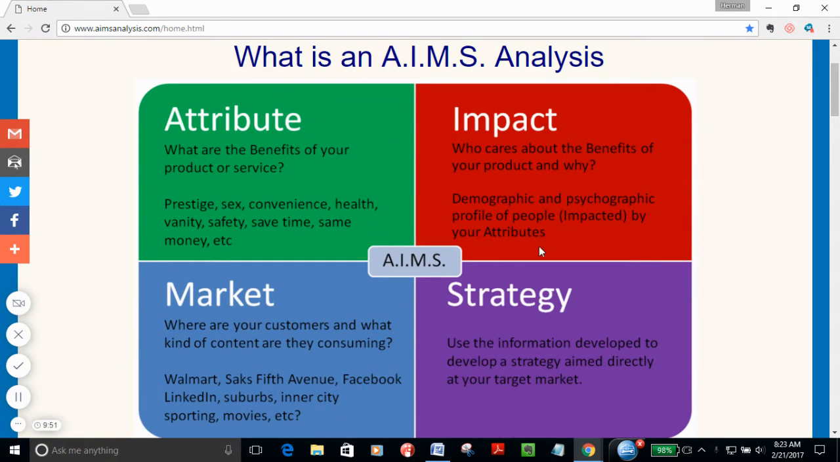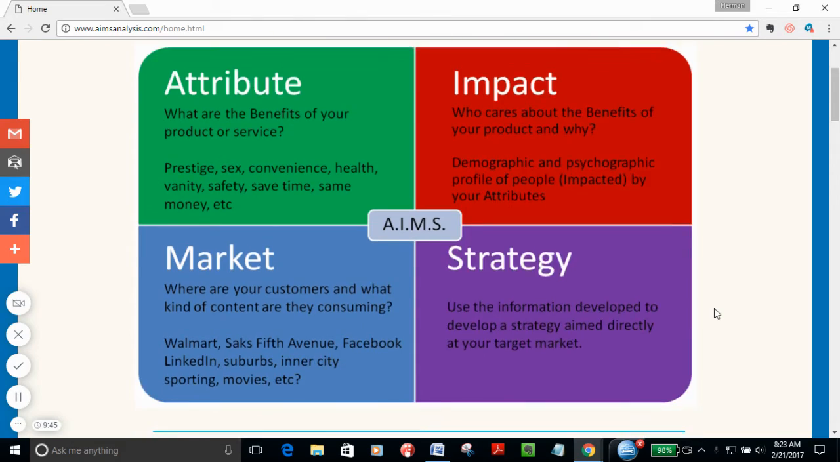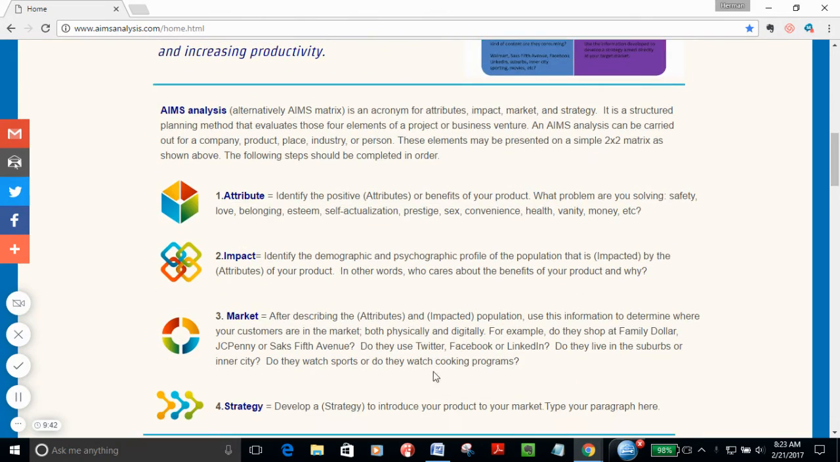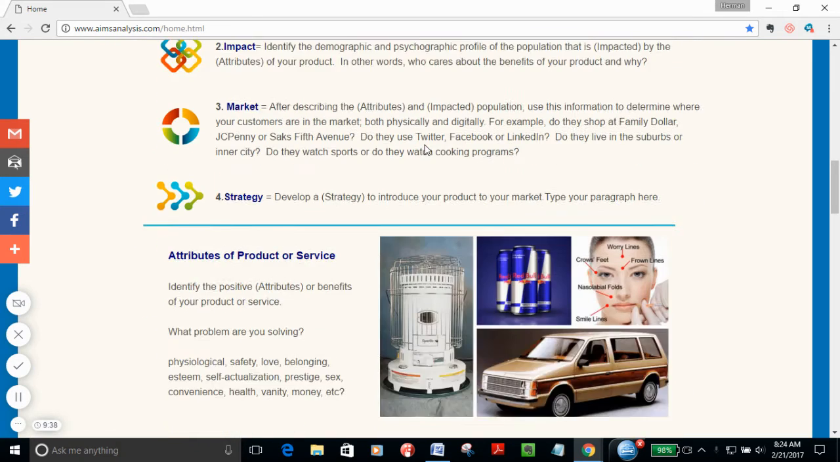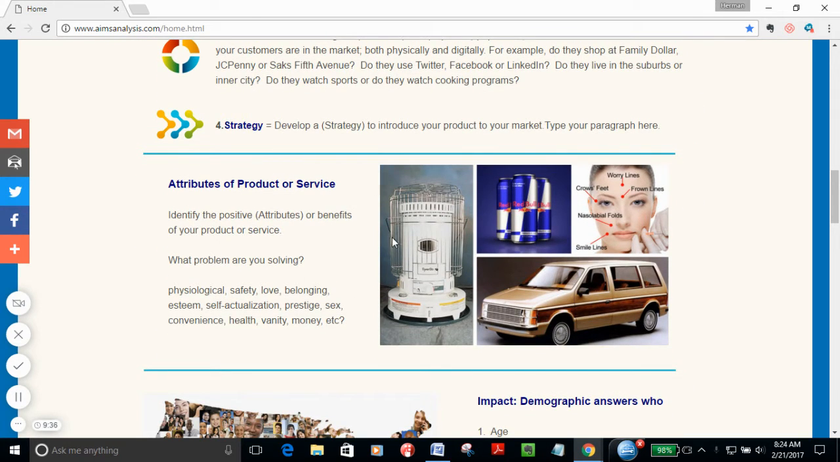And so we have this 2x2 matrix, which contains the elements of the analysis: attributes, impact, market, and strategy. And then we have an area where we define what these elements are, and an area where we actually apply the matrix. It's a very simple matrix, but it's a very powerful matrix, similar to SWOT.